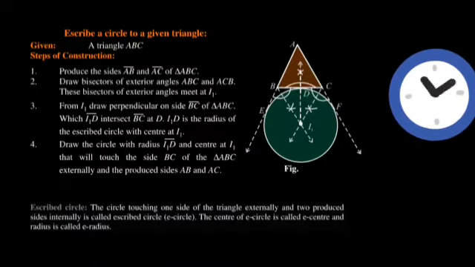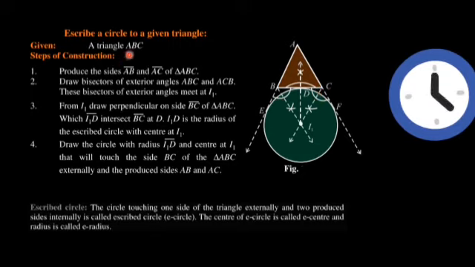Next is to ascribe a circle to a given triangle. By ascribing, we mean that we draw a circle touching one of the sides of the triangle externally. Then we extend the other two sides outwards, and this circle should also touch the extended sides. This is called ascribing a circle to a given triangle.